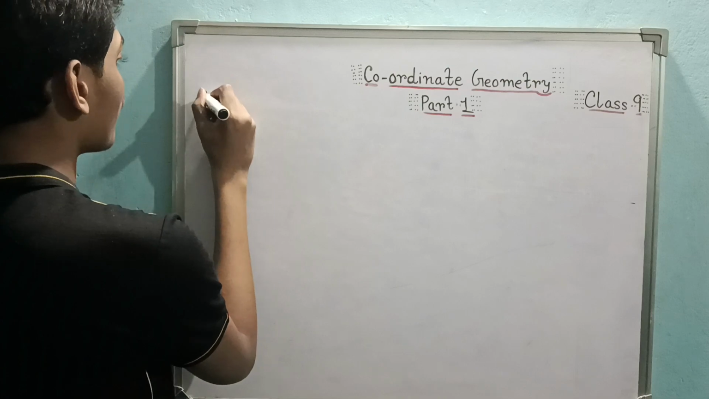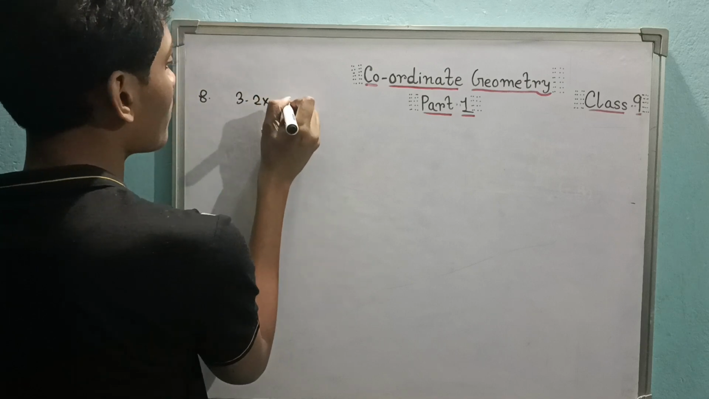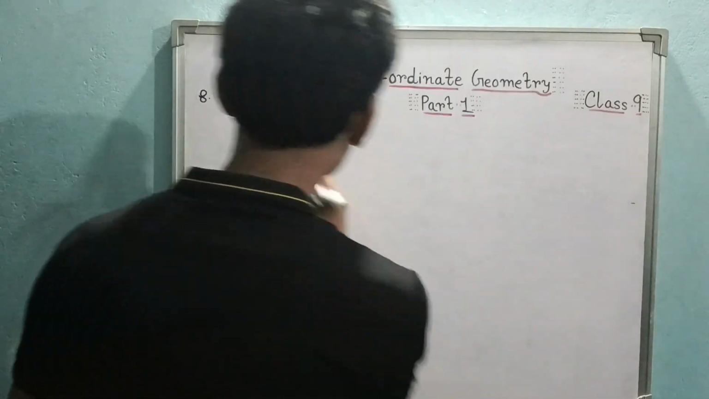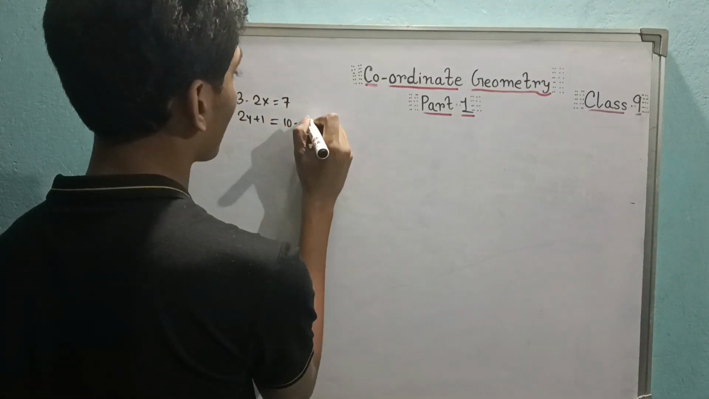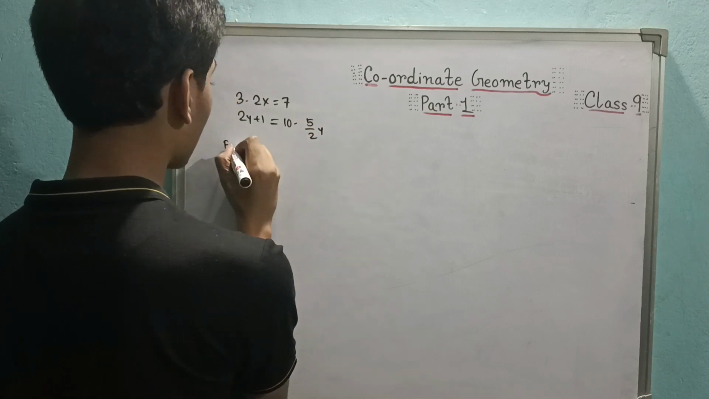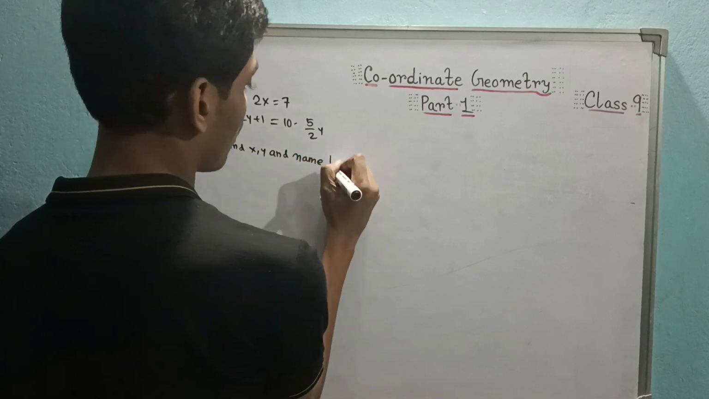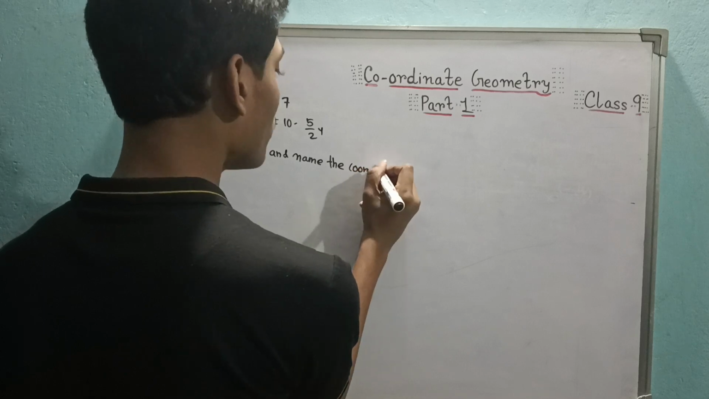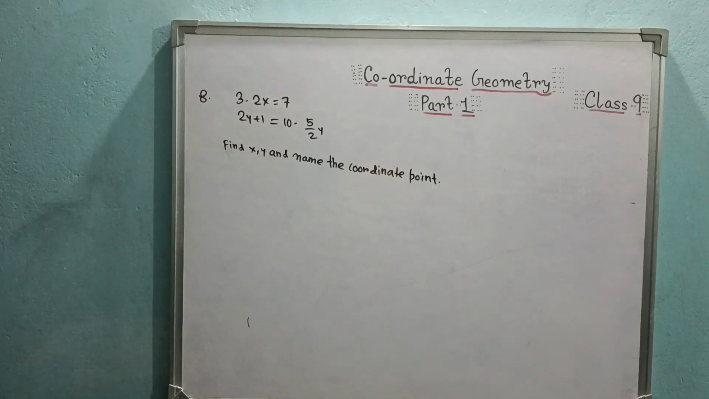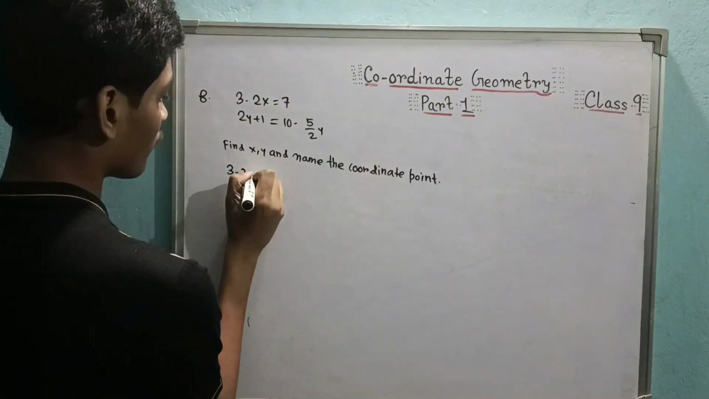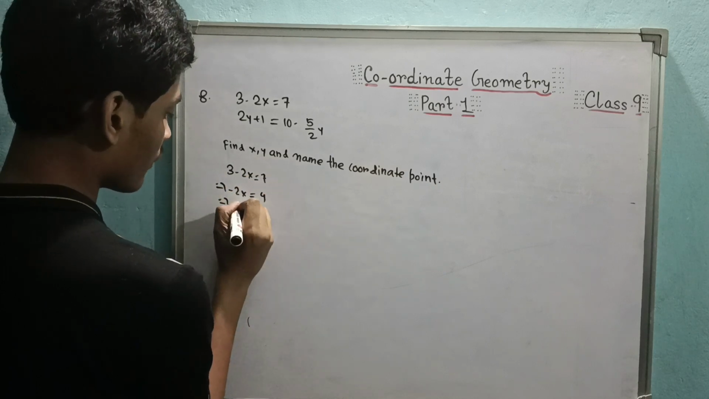Another kind of question, nothing much. 3 minus 2x equal to 7, 2y plus 1 equal to 10 minus 5 by 2y. Find x, y and name the coordinate point. Means we have to find the coordinate point in easy words. Okay, let's do it. It's very easy, right? 3 minus 2x equal to 7, or minus 2x equal to 7 minus 3 equal to 4, or x equal to minus 2.